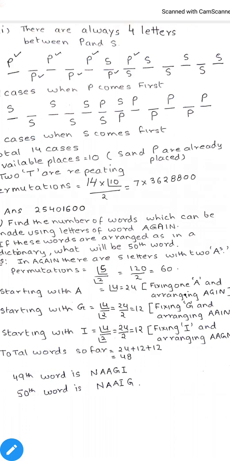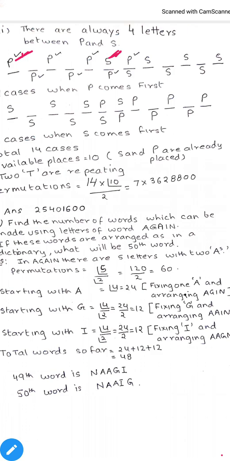Now, the third part of this question is there are always 4 letters between P and S. For this, we are making 12 places. As you can see, these dashes, there are 12 dashes, that is 12 places. How are we considering the cases? The cases are considered as follows. The first place we fix as P, and after 1, 2, 3, 4 places, the fifth we fix as S.